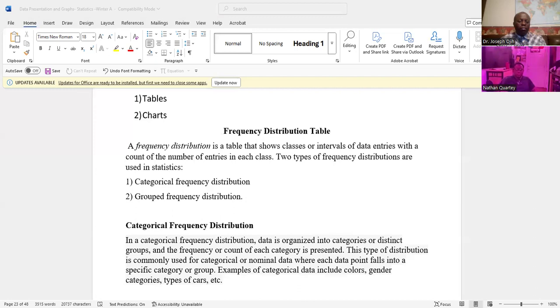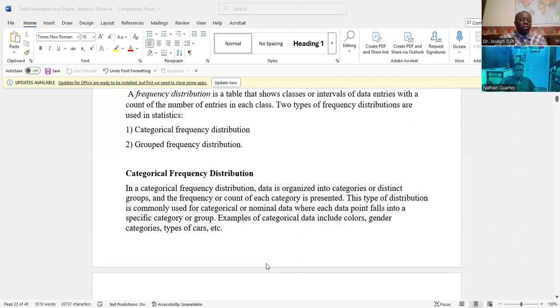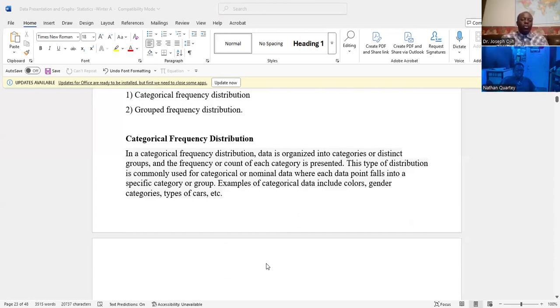Now we have two types. There's the categorical frequency distribution, and then we have the grouped frequency distribution. We use both of them depending on the type of data and the amount of data you have. In a categorical distribution, we organize data into categories or distinct groups, and the frequency, or count, of each category is also presented. Normally, we use that type for nominal data that involve names, things like color, gender, and brand of car, and so on and so forth.